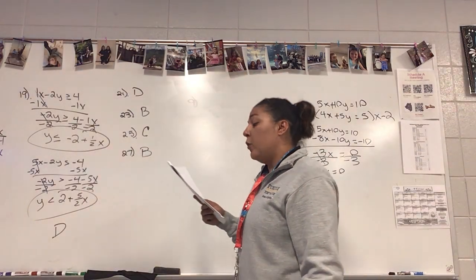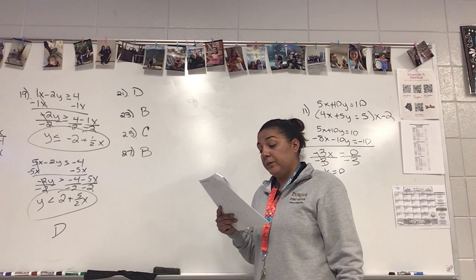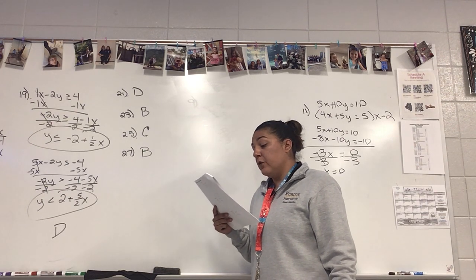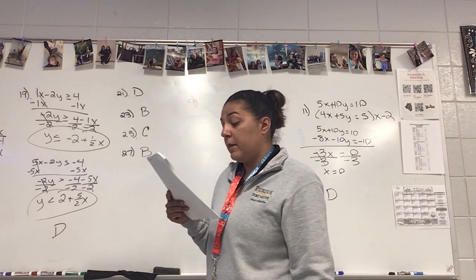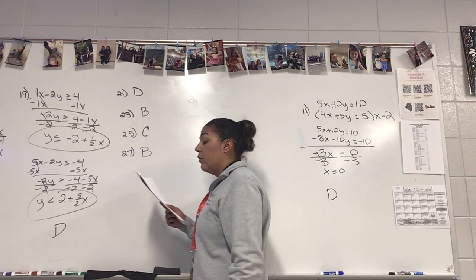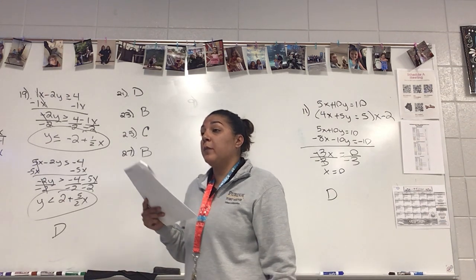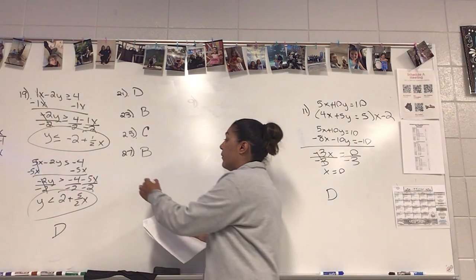Okay, 29. You're going to multiply the bigs. What are our two bigs? Negative 2 and negative 1. And what is that going to be? 2. So what answer choice is that going to be? B.